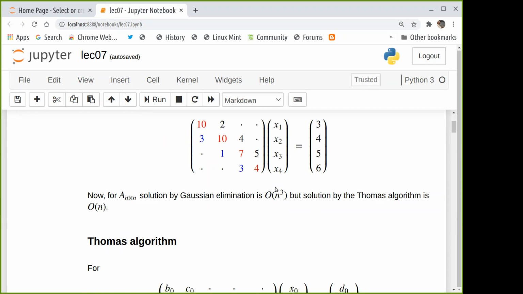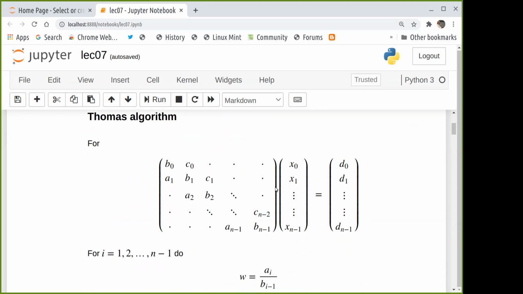Okay, so the Thomas algorithm looks like this. You've got a tridiagonal system. The lower diagonal entries are called a_i. That's a shorter diagonal than the main diagonal, which has entries b_0, b_1, up to b_{n-1}. And then there's an upper diagonal which has c_0, c_1, up to c_{n-2}. Multiplying some n-dimensional vector x is equal to some n-dimensional vector d.